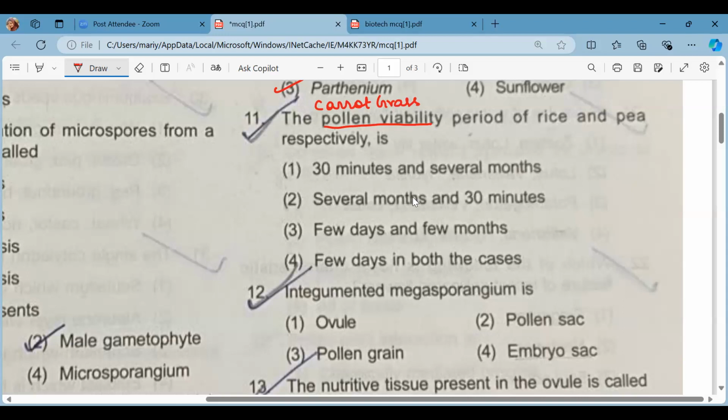Several months and 30 minutes. For the rice, it's actually 30 minutes. And for the pea, it's several months. So it would be this.